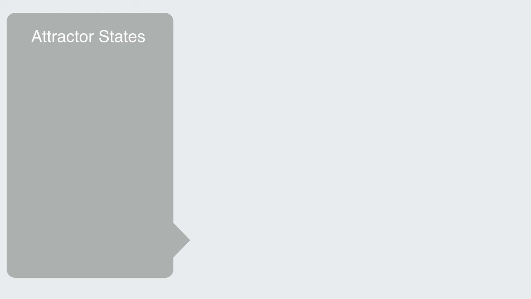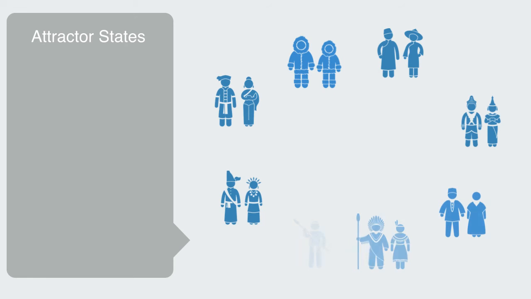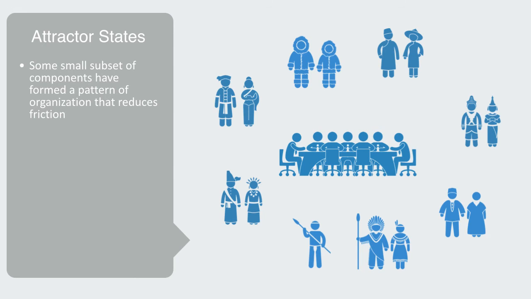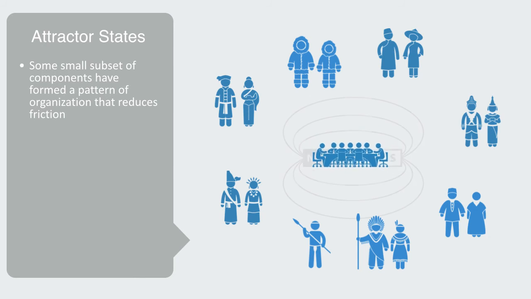Next, components that interact most frequently and intensely begin to synchronize their states in order to reduce friction, creating what is called an attractor, meaning that because some small subset of the components have formed a pattern of organization and reduce friction, they will be more effective at performing their function. And this will attract other components to this more effective pattern of organization.